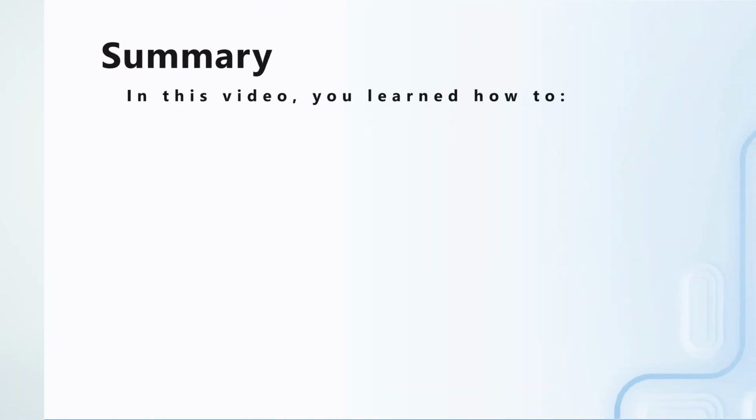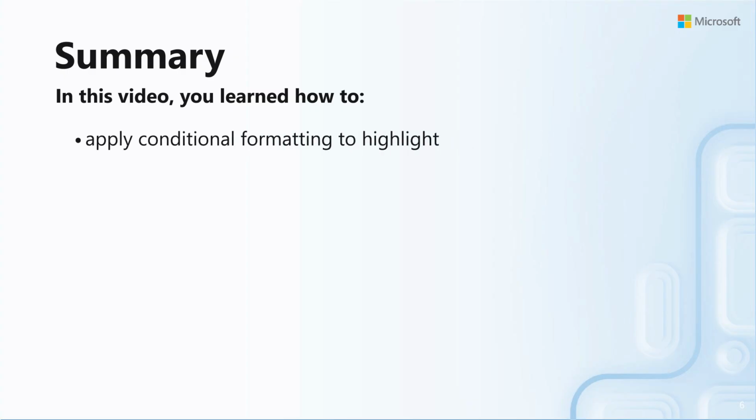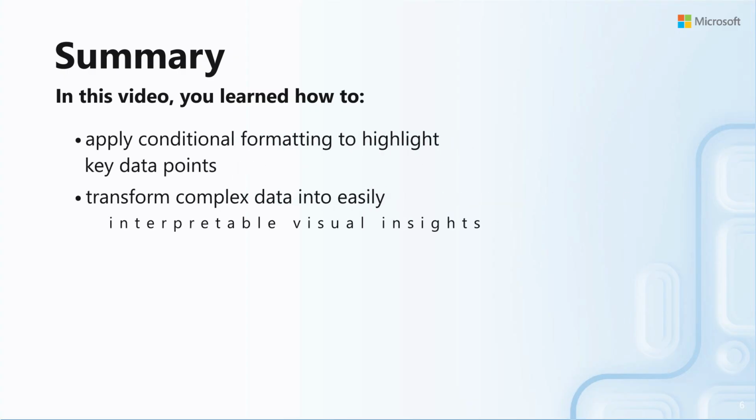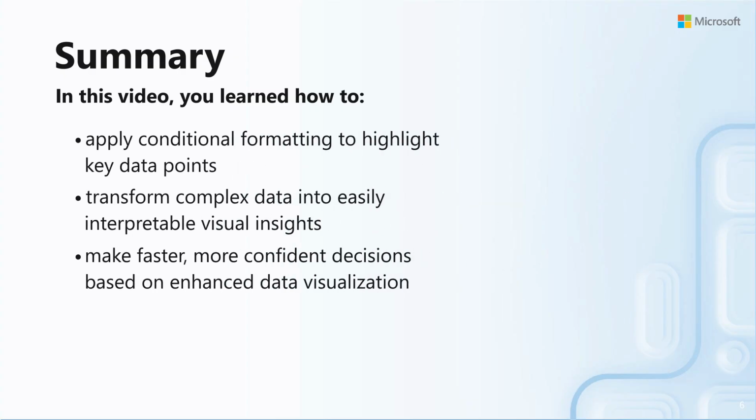By using Copilot, you've highlighted inventory levels that need attention, identified pending orders that require action, and spotted trends in product performance. These techniques allow you to stay ahead of issues like overstocking, stockouts, and delayed shipments, helping you make more informed decisions at a glance. In this video, you've learned how to apply conditional formatting to transform complex data into visual insights that are easy to interpret, helping you make decisions faster and more confidently.